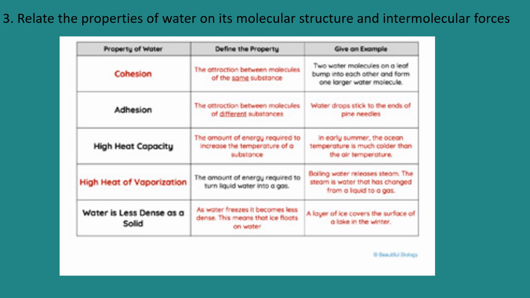So let's now define the properties of water and give an example for each. For cohesion, or the attraction between molecules of the same substance, or two molecules of water. An example would be two water molecules on a leaf bump into each other and form one large water molecule. So that's for cohesion, because water molecules tend to preserve the smallest surface area because of its high surface tension.